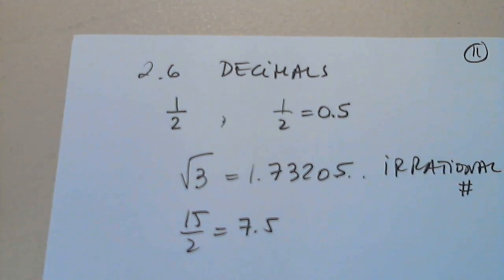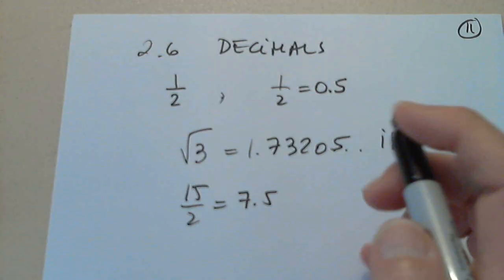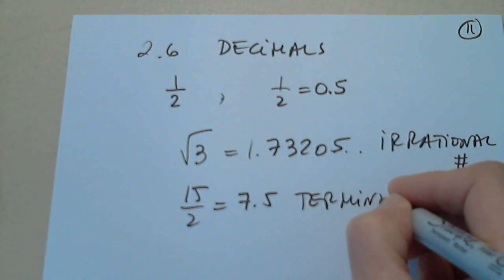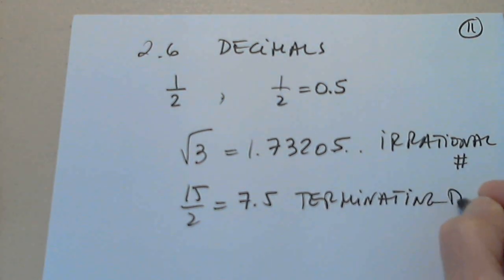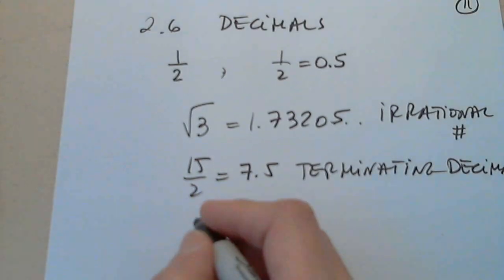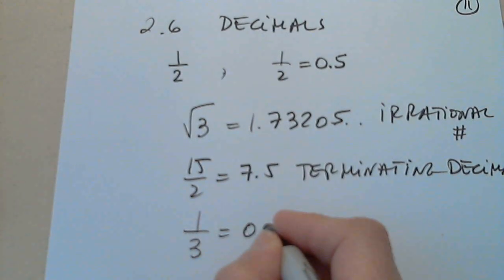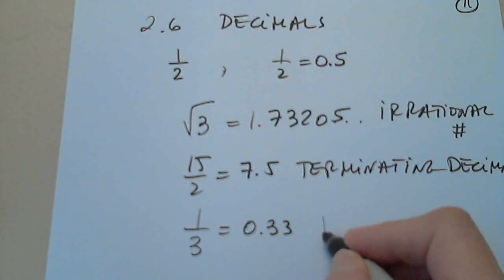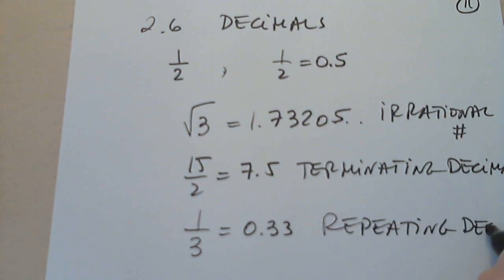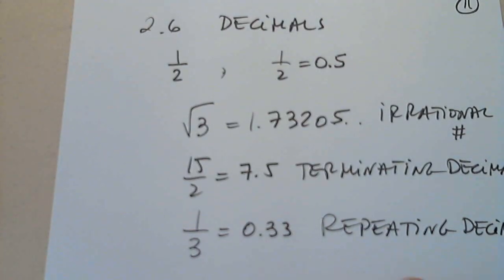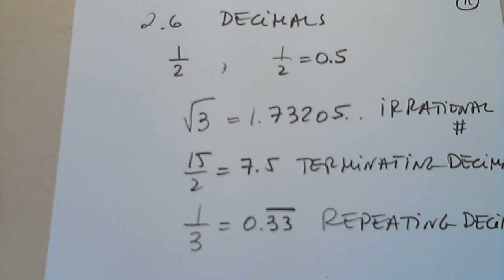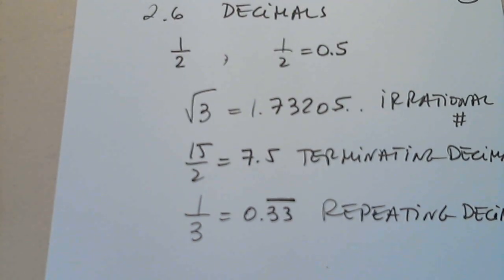We discussed this when we discussed numbers. This is a decimal number with a terminating decimal. 1/3 is 0.33. This is called a repeating decimal. Because it repeats forever, we like to put a bar on top of it. That's the repeating decimal.